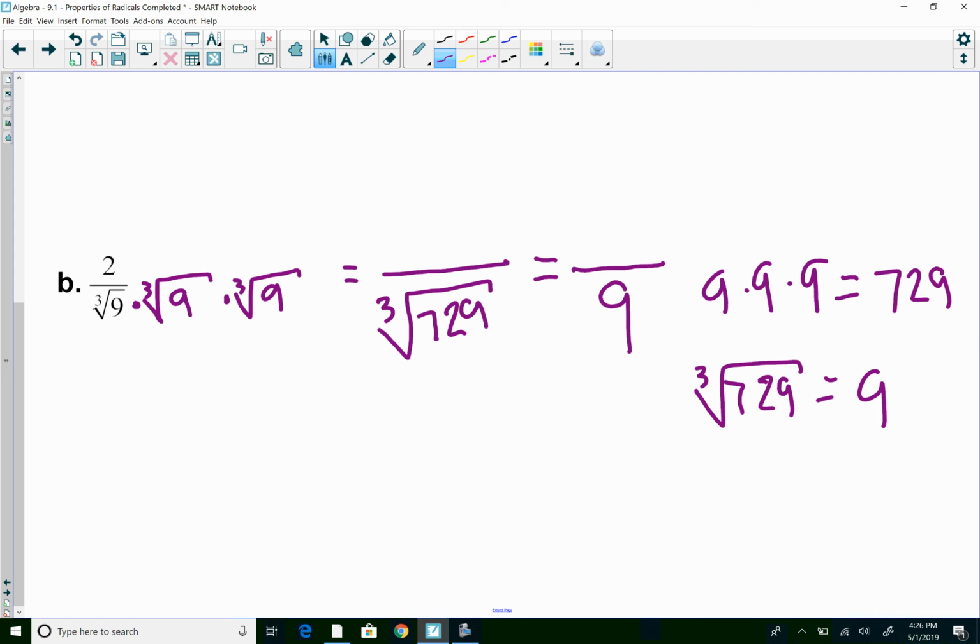So now, again, whatever you do to the denominator, you have to do to the numerator. So you multiply the denominator by 2 of these cube root 9s. You have to multiply the numerator by 2 of these cube root 9s. Let's see, what will we end up having? This will be 2 times the cube root of 81.